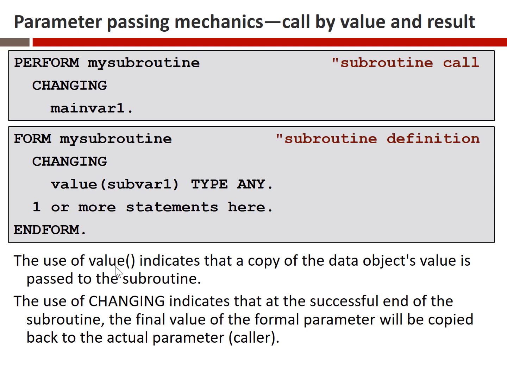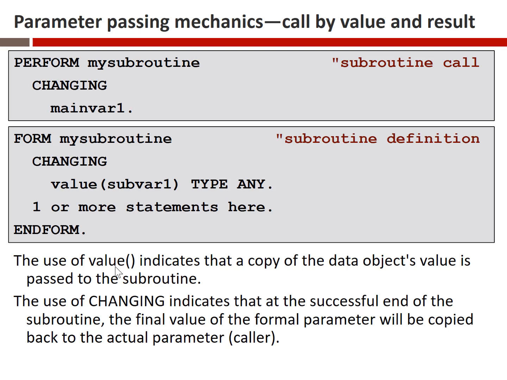Okay? So the use of changing indicates that at the successful end of the subroutine, the final value of the formal parameter will be copied back to the actual parameter. Okay? So the value of subvar1 is going to get copied back to main var1 in this situation. So I know I'm doing normal pass by reference when I just don't see the word value show up anywhere at all. I know I'm doing pass by value when I see the word value and I'm using the using statement. I know I'm doing pass by value and result when I see the keyword value along with changing.